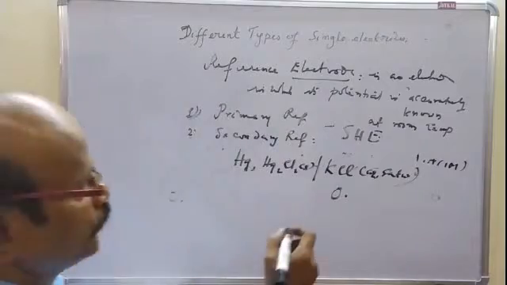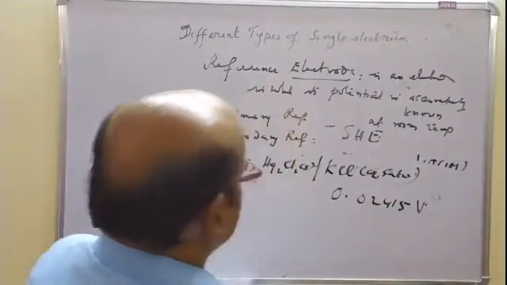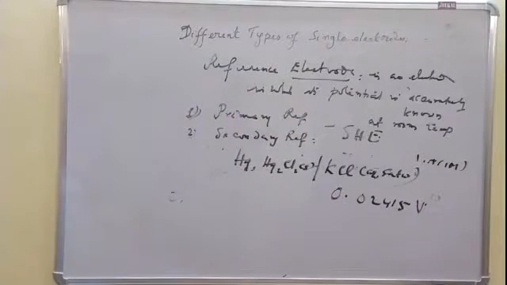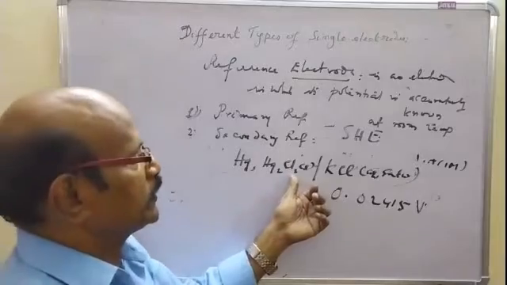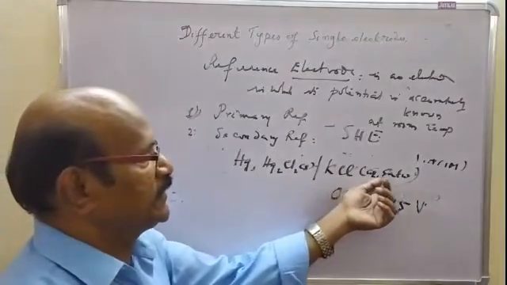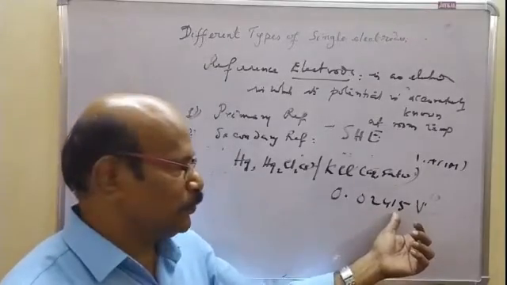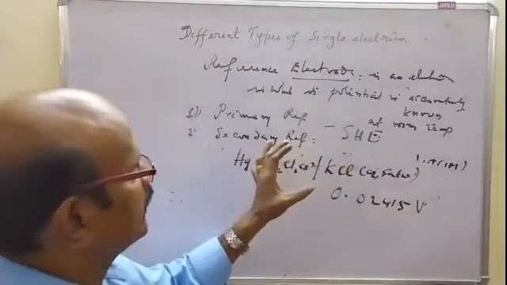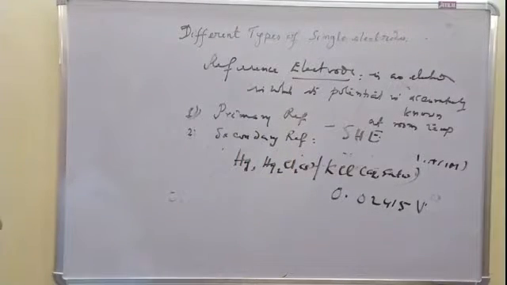It has a potential of 0.2415 volt. So a saturated calomel electrode consists of mercury in contact with mercurous chloride, which is in contact with a saturated KCl solution. The potential at room temperature is 0.2415 volt. It is considered a very useful secondary reference electrode. And the apparatus I have mentioned.